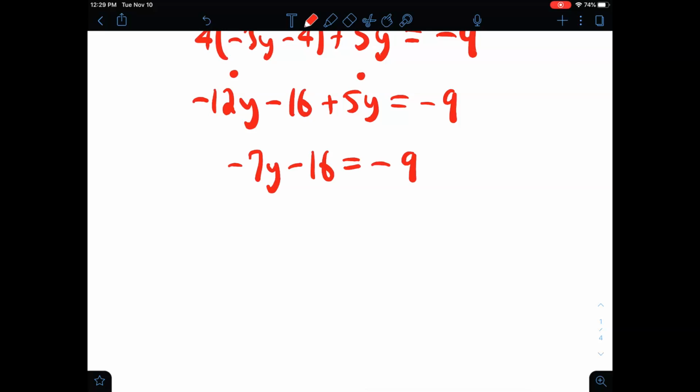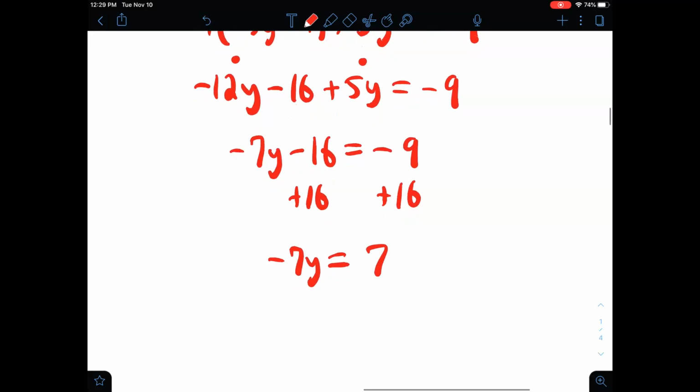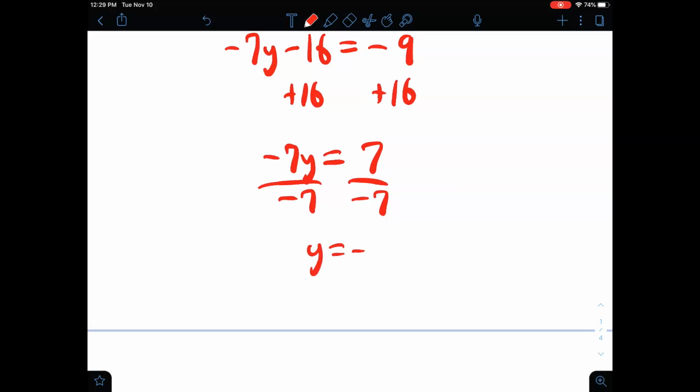Now we need to get that negative 7y by itself, so we're going to add 16. Negative 7y equals 7. Divide by negative 7 to get y by itself. And y is equal to negative 1.